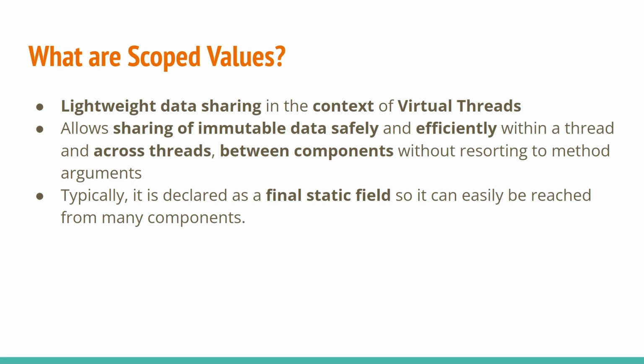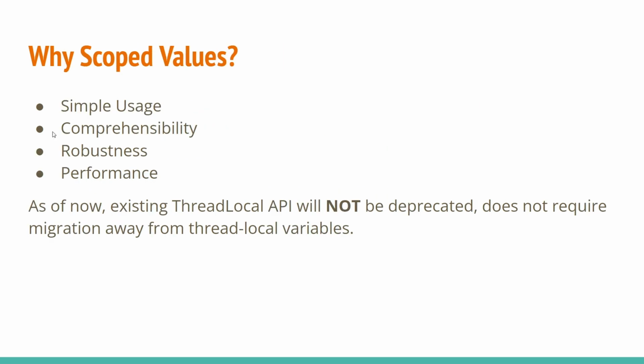So it allows sharing of immutable data safely and efficiently within a thread or across threads and between components. Let's look at the goals of scope values. Simplify the usage: provide a programming model to share the data both within a thread or with child threads, so as to simplify reasoning about the data flow between the components also.